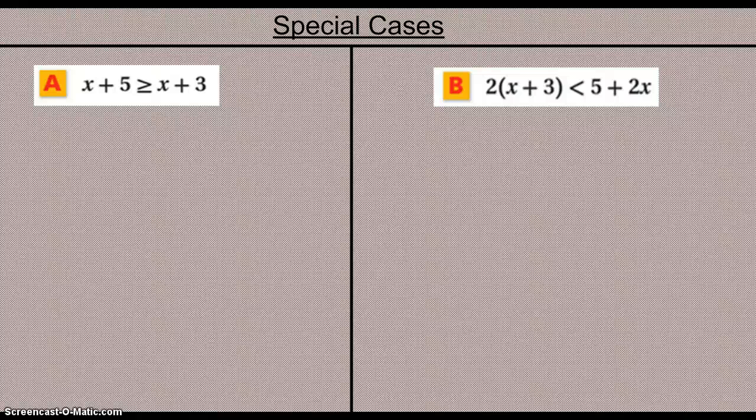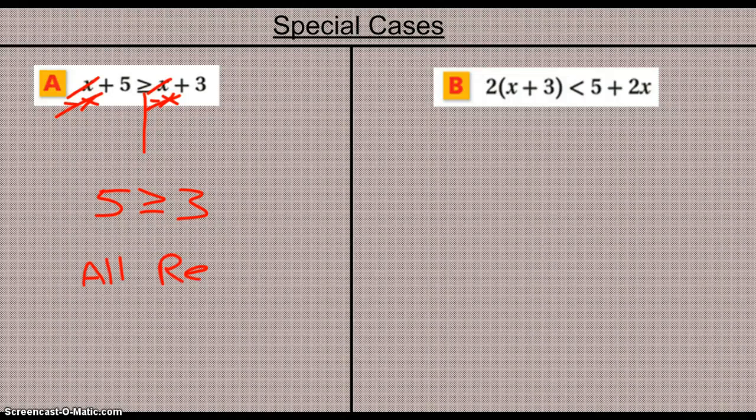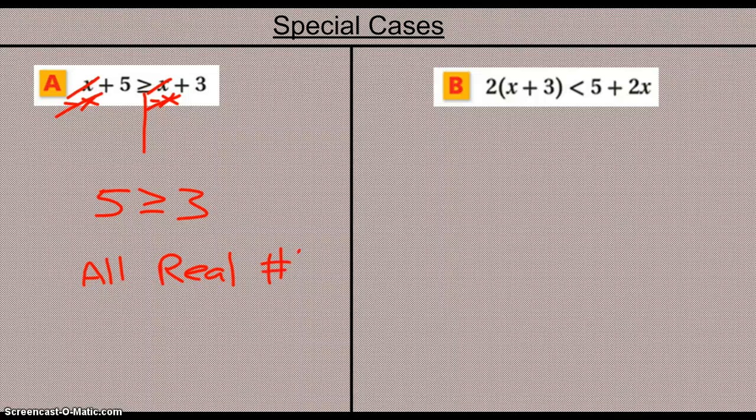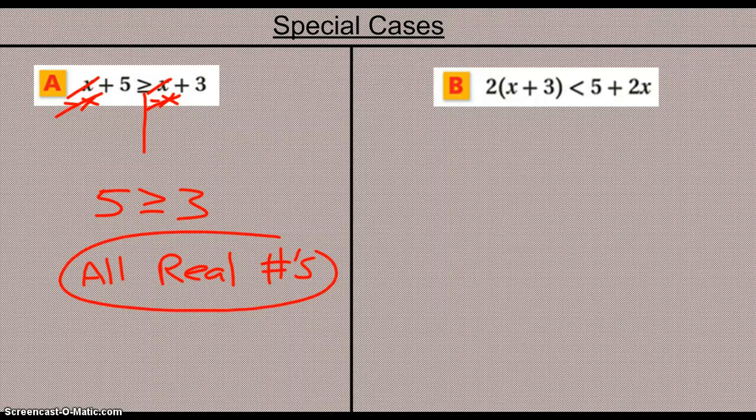As we know, sometimes the variables cancel each other out. So for instance, on the left side here, if I subtract x on both sides, x is gone, completely gone, and we're left with 5 is greater than or equal to 3. If the statement comes out true, because 5 is greater than or equal to 3, this is an all real numbers situation. Any number that you want to put in for x will work for that.